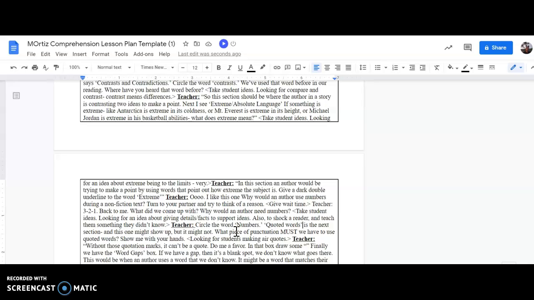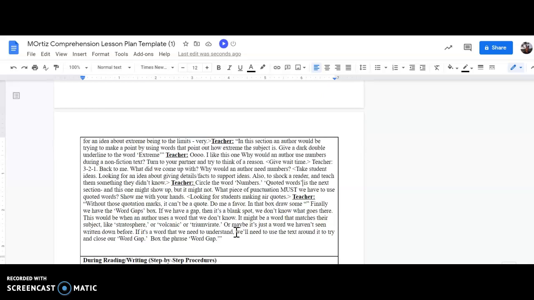If we have a gap, that means there's a blank spot. We don't know what goes there, right? This would be when the author uses a word that we don't know, we didn't go over yet, like a big word like stratosphere or volcanic. Something that's just so out there that we haven't gone over it yet. Maybe we just haven't seen it written down, so it looks a little different when it's actually written. If it's a word that we need to understand, we're going to get around to our word gap. We're going to box that in so that it stands out when we come across it.